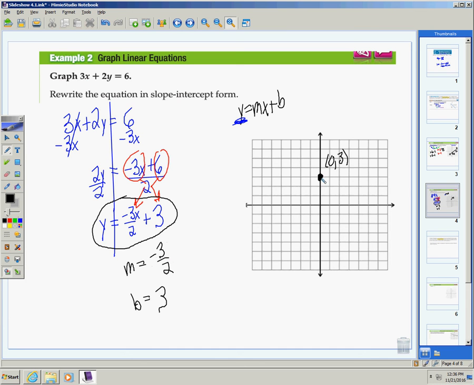And then my run is 2 over 2. Put my second point there, which is 2, 0. Now I've got my 2 points, and I can make my line. And hopefully your lines will actually go through the 2 points like mine was supposed to. That's all it is. Solve an equation for a y. It's then in slope-intercept form, and it's pretty easy to graph in slope-intercept form. Go to the y-intercept, use your slope to find your second point.